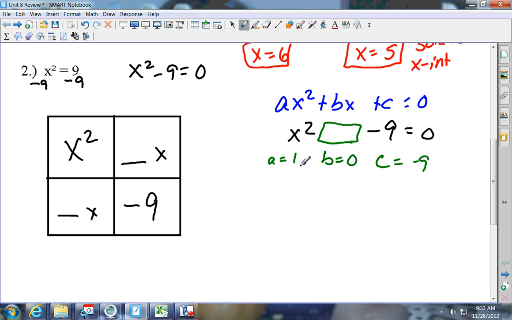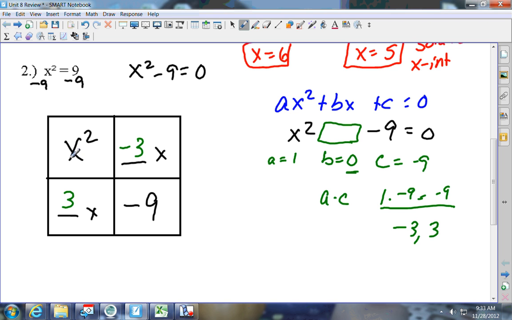Now, you're going to go a times c. 1 times negative 9, which is negative 9. So now I need the factors of negative 9 that add up to give me 0. So that would be negative 3 and positive 3. Because when you multiply them, they give you negative 9. When you add them together, it gives you 0. So you have negative 3 and positive 3.